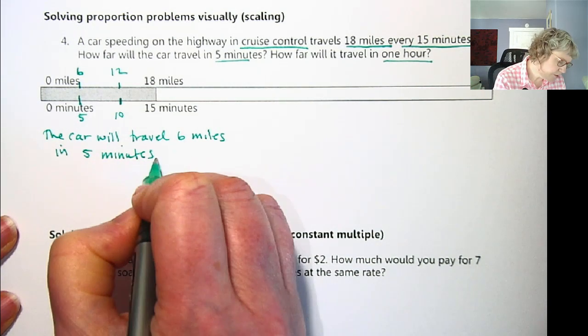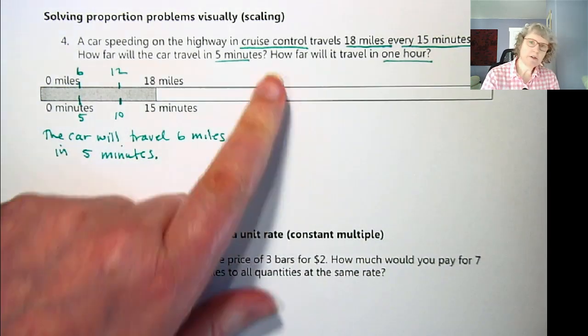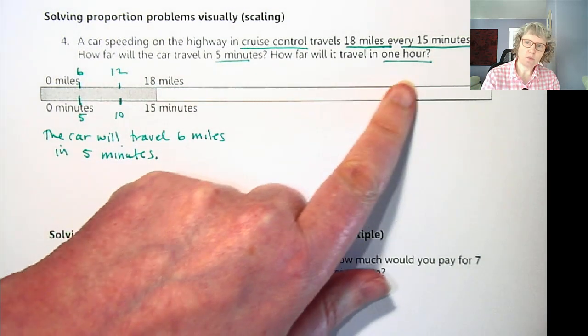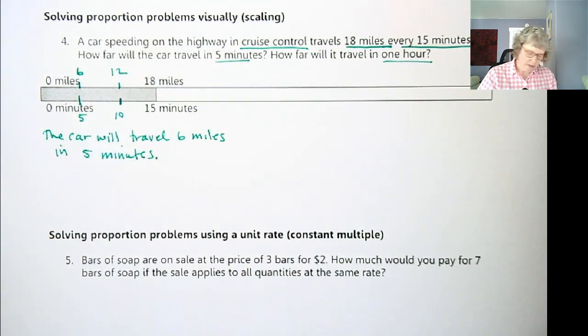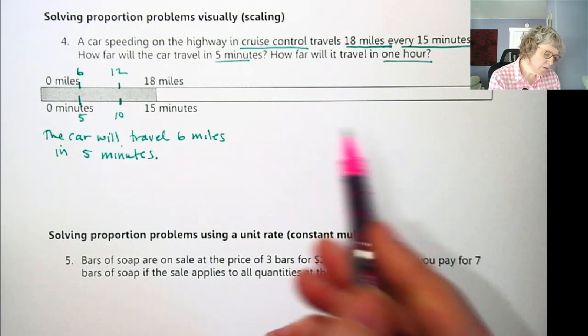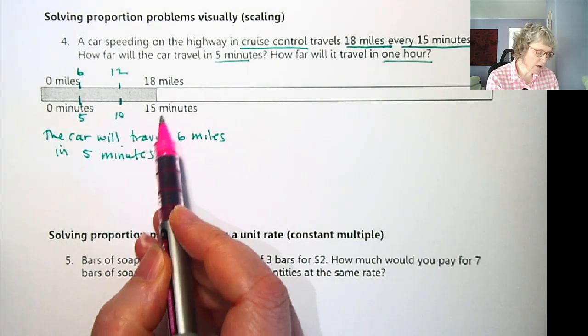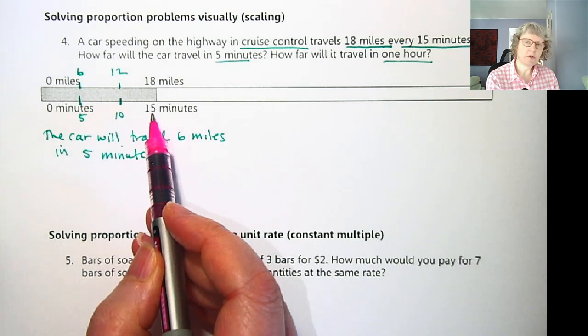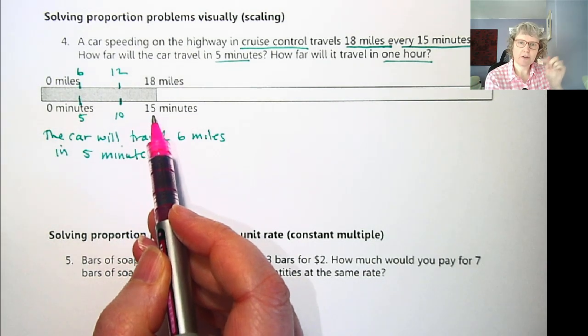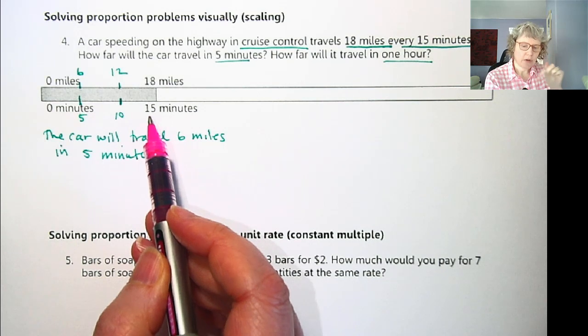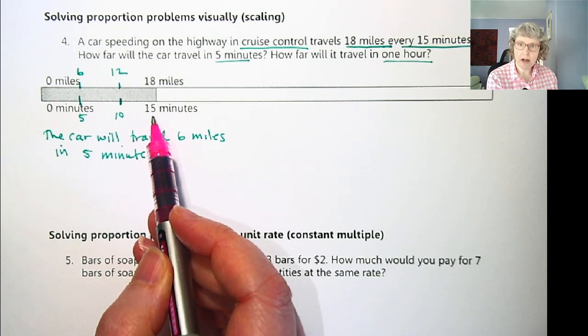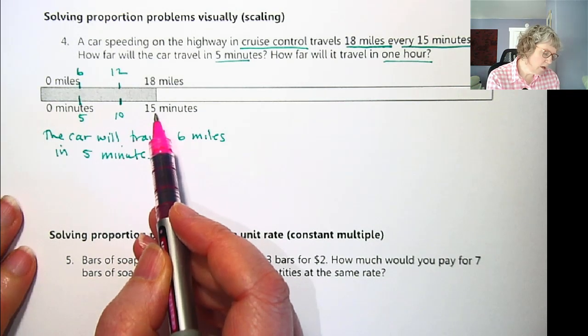Okay, so that's one way to do it. And then this one had another question. How far will it travel in 1 hour? Okay, so we're talking about time again, 1 hour. So now I need to think about 15 minutes and 1 hour. Okay, so 15 minutes is a quarter of an hour, right? On the clock, 15 minutes. So I need to do that 4 times to get up to 1 hour.